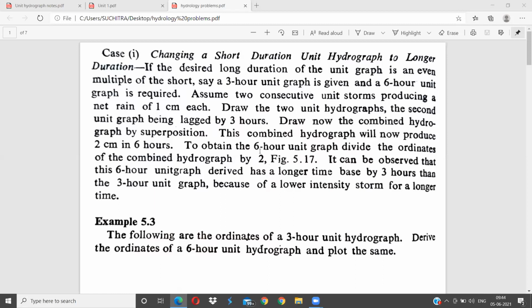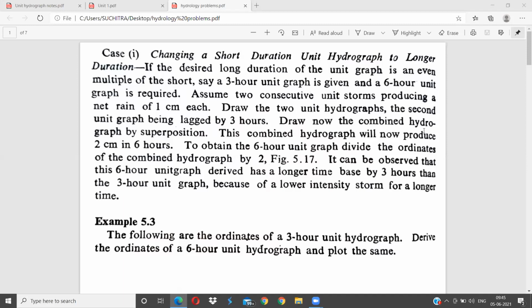Now, to obtain the 6-hour unit hydrograph, divide the ordinates of the combined unit hydrograph by 2, because here the longer duration unit hydrograph is an even multiple of the shorter one. So first, assume 2 consecutive unit storms which produce a net volume of runoff equal to 1 centimeter each. Then draw the 2 unit hydrographs, with the second lagged by 3 hours. It has to be lagged by 3 hours.